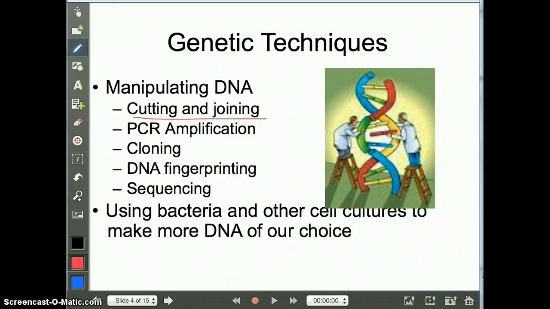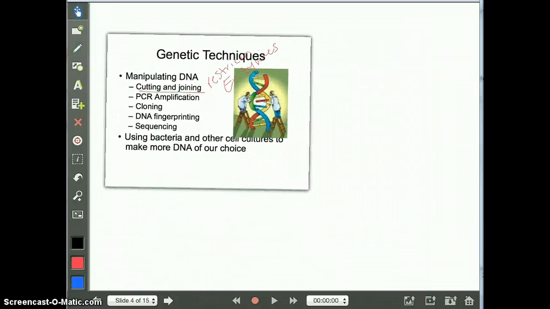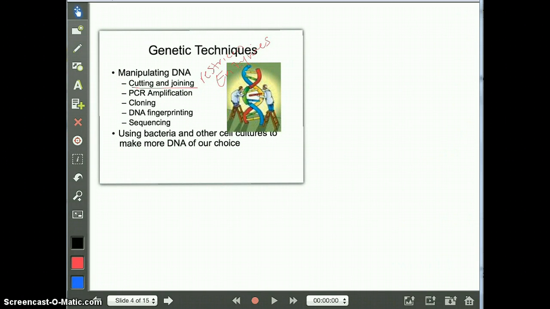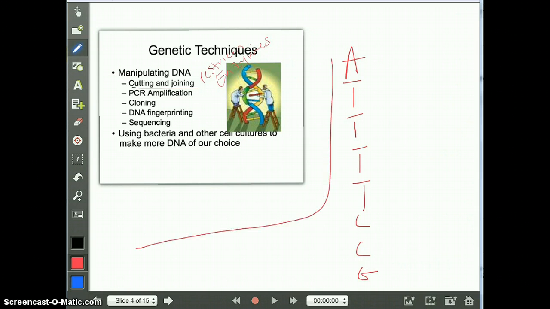Okay, we can cut and join things together by the use of what are called restriction enzymes. Okay, restriction enzymes are actually going to find a particular sequence of letters. So it is restricted to a sequence of letters. So if I have letters A, T, T, T, T, C, C, G, this enzyme that I come in is specific for that site. It has to find that site. If it doesn't find it, it won't cut it. So that's what a restriction enzyme is used for.